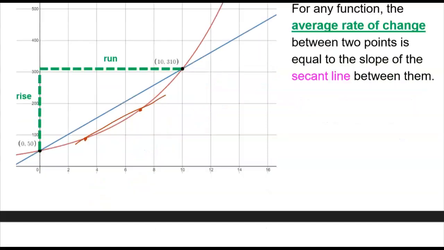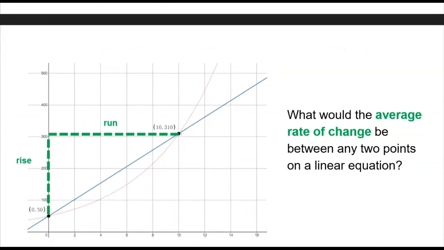So here's a conceptual question for you. If we were looking at the straight line instead of the curve, we were looking at the linear equation, what would the average rate of change be between any 2 points? These 2 points, for instance, what would the average rate of change be?